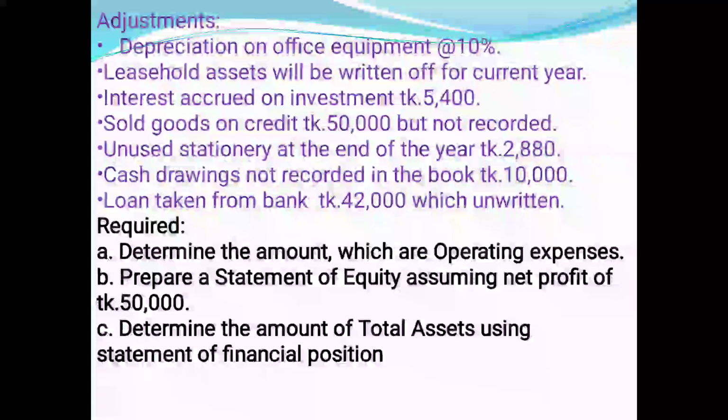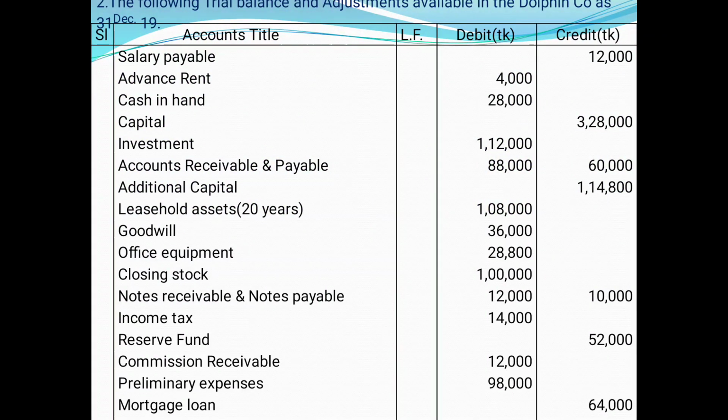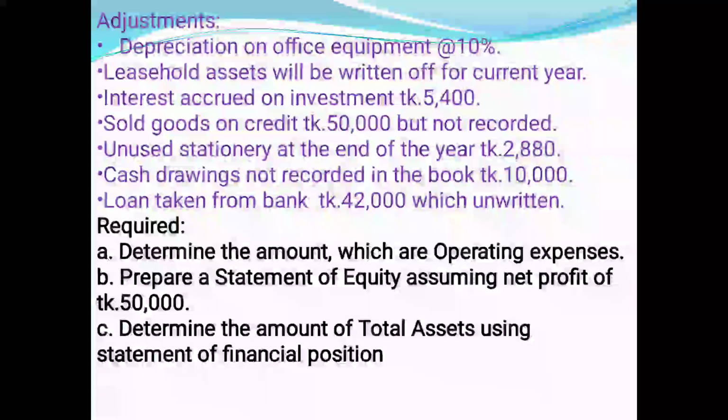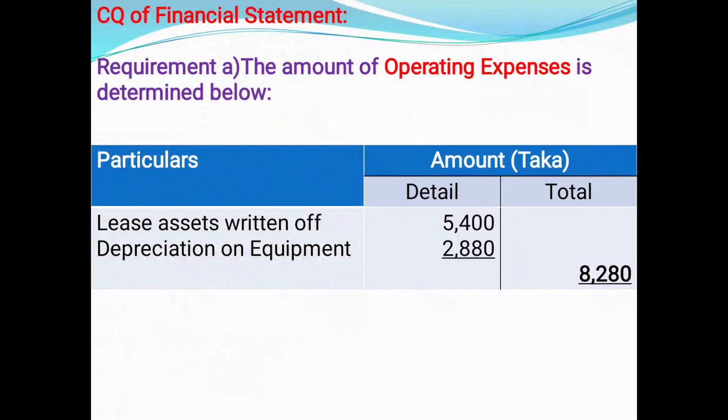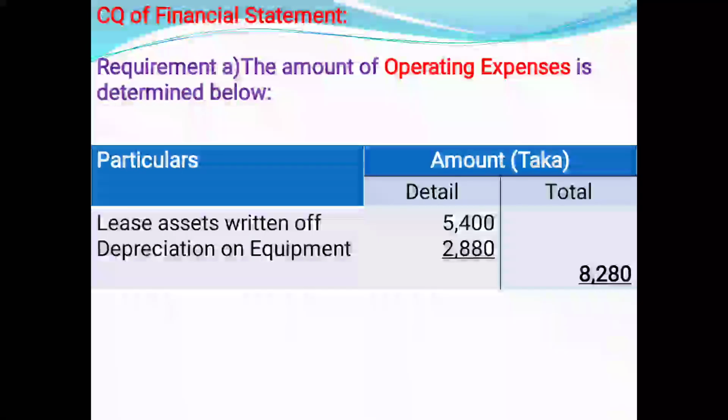At this moment, determine the amount which are operating expenses. Dear learners, you can see in the trial balance, no temporary accounts are available in this trial balance. All are permanent accounts, but in the first requirement, determine the amount which are operating expenses. So you can see in the adjustment, first adjustment is depreciation on office equipment, and second one, leasehold assets will be written off. So only two items are available in adjustment for operating expenses. First one is depreciation, second one is written off or amortization for leasehold assets.